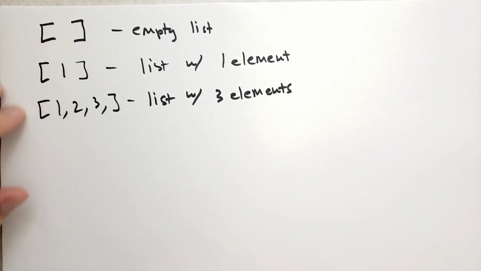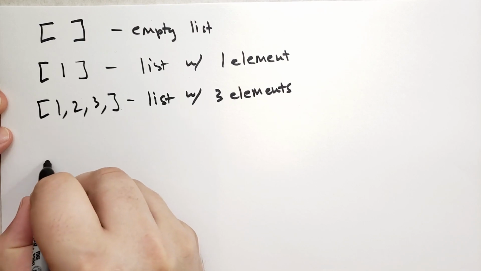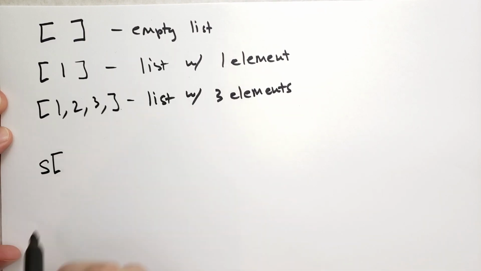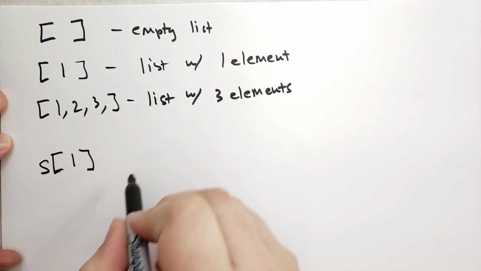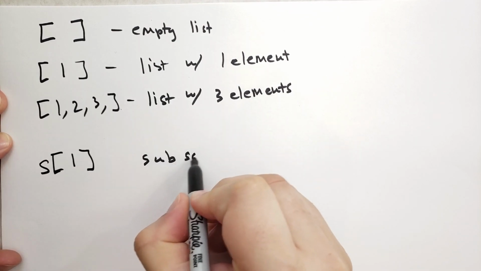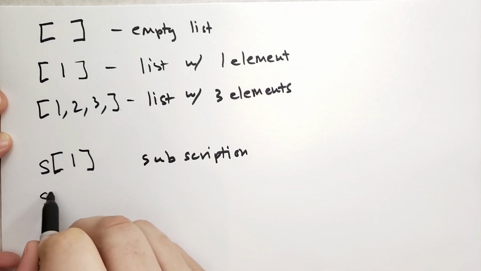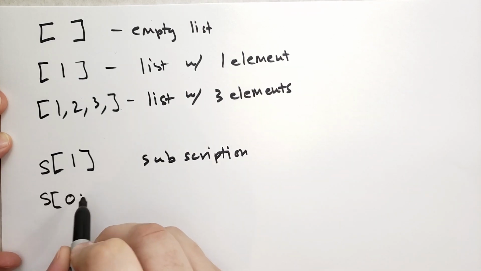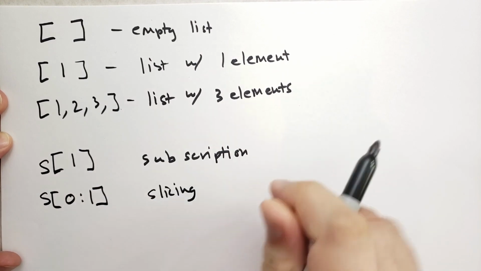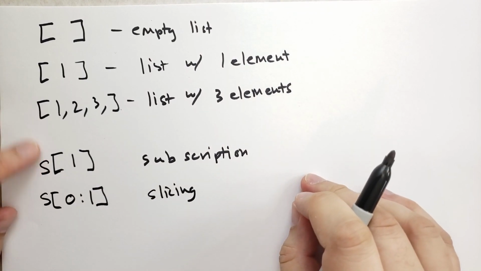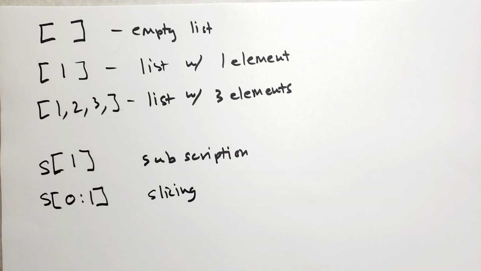Note that we also use square brackets for subscription and slices. So if I had a list called S and I wanted to grab an element from it, let's say the second element, I would do this, and this is called subscription. And then we can also take a slice of that list. So we can do 0 to 1, and this is slicing. In practice, there's never any confusion between when you're declaring a new list and when you're doing subscription or slicing.